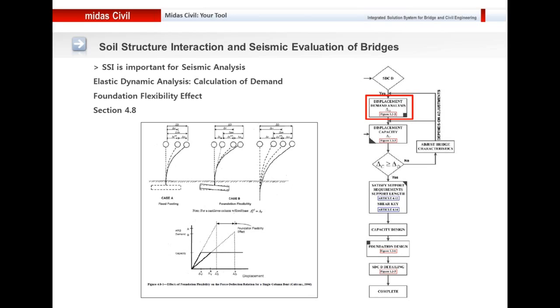I'm sorry, I think I went up to 1 hour. So I'll quickly talk about how you can perform seismic analysis considering the soil structure interaction.